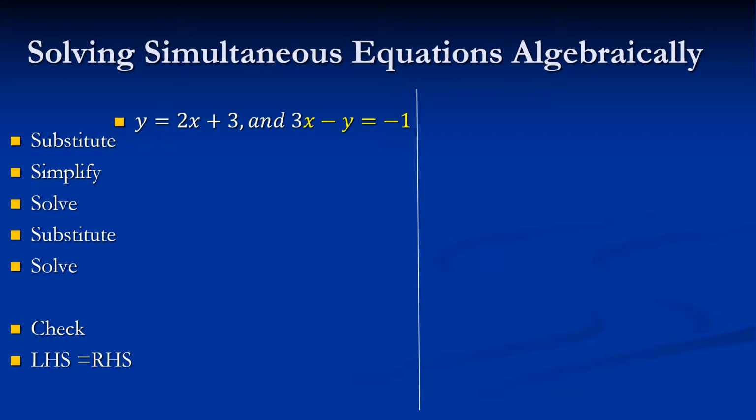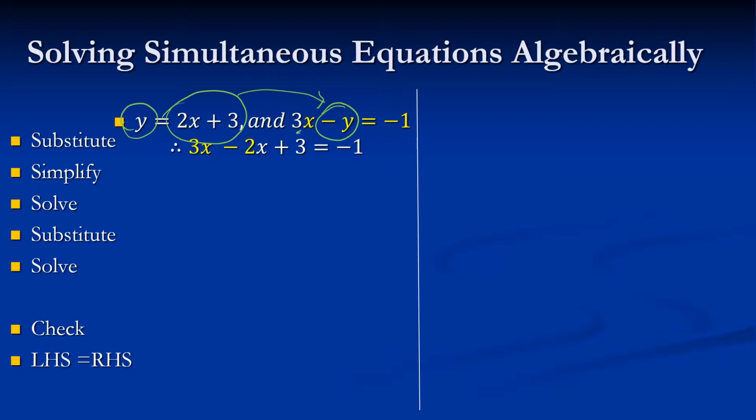So if I have a look here, I've got two equations, y equals 2x plus 3 and 3x take y equals -1. So what you can see here is that I've got a y value and I've got a y value over here. So what I can do is just substitute this 2x plus 3 into this part of the other equation. And so what it's going to do is going to look like this.